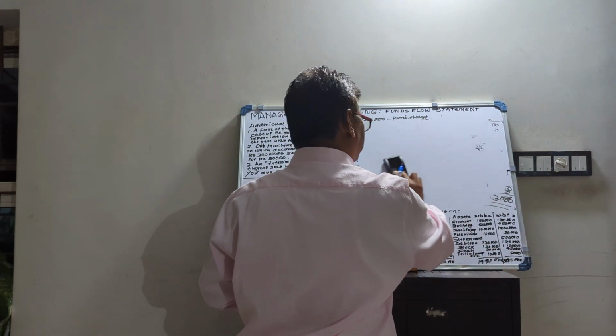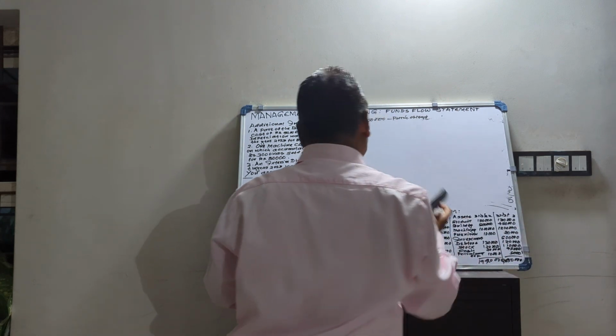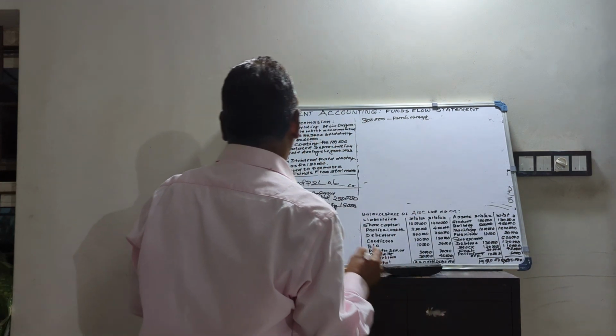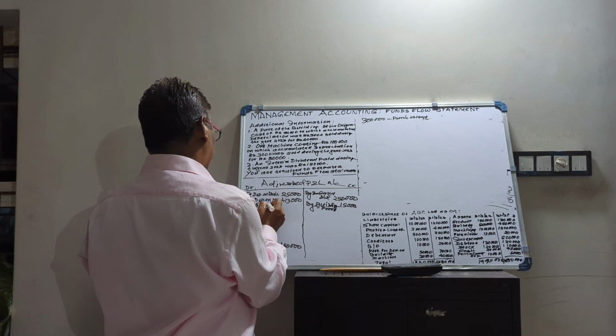Then we will here adjust the adjusted profit and loss regarding goodwill: 1,50,000, 30,000, 20,000 goodwill written off. So to goodwill written off.